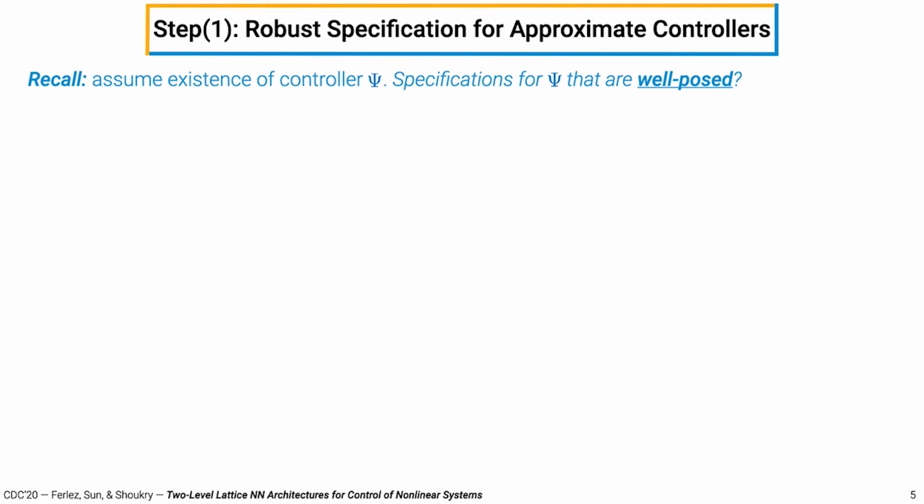So recall, we assumed the existence of this Lipschitz continuous controller psi, but we know that no neural network architecture can represent it exactly in general. And so the question here is, how can we write a well-posed specification for psi in the closed loop? That is, one for which we can eventually satisfy the same specification within neural network architecture.